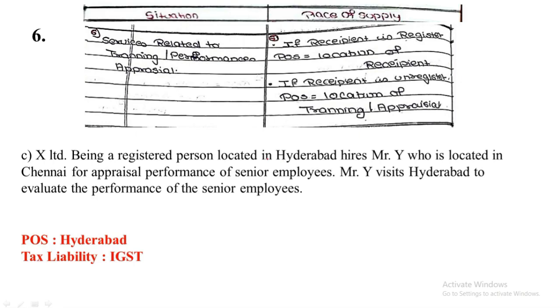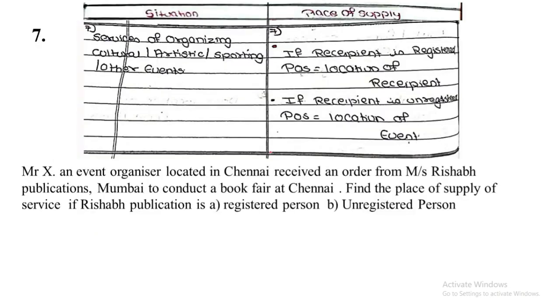If you read it, each and every statement from this chapter can be solved. Now we jump to the next part. Situation number 7, services of organizing cultural, artistic, sporting, and other events. In that case, if the recipient is registered, the location of the recipient will be considered, and if he is not registered, the location of the event will be considered.